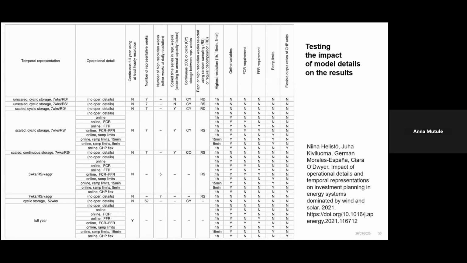To understand how model structure influences results, VTT systematically tested different levels of detail across technologies and system interactions. This table shows the setup and outcome indicators for various configurations, highlighting the temporal resolutions, sector coupling, and operational details.